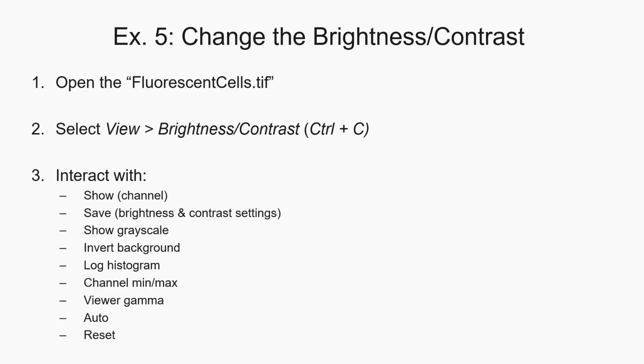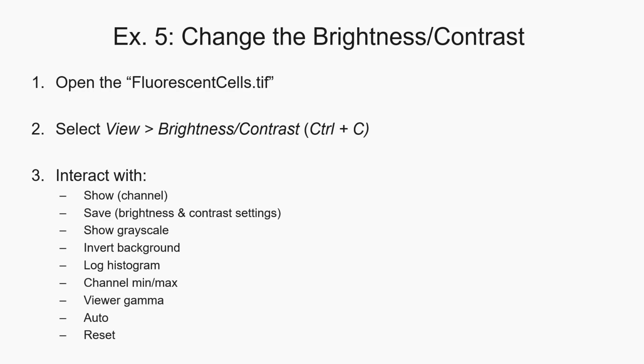For this exercise, we're going to open the fluorescent cells sample image we had from a previous module. We're going to navigate it in the viewer and then go to the View and Brightness Contrast tool, which will open a window and where we can then manipulate the LUT using the various options available within that brightness and contrast window.